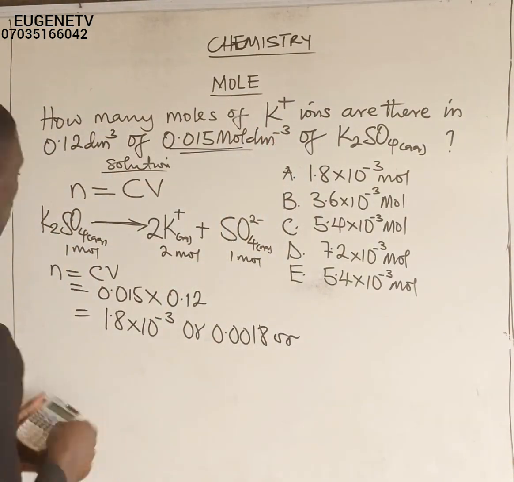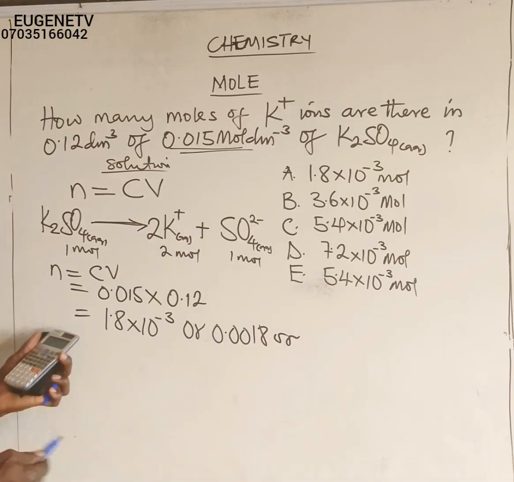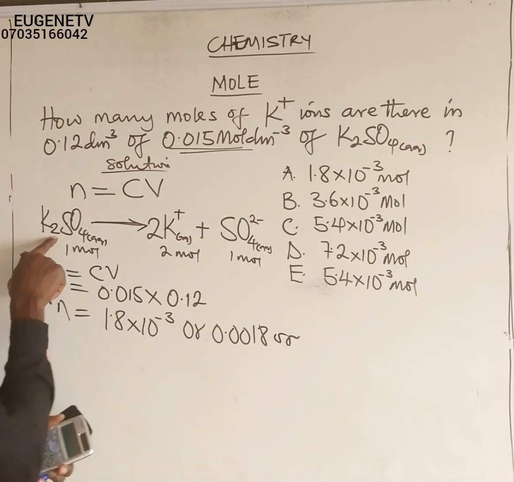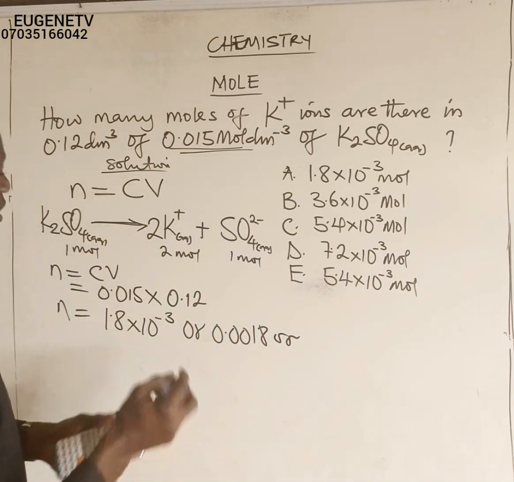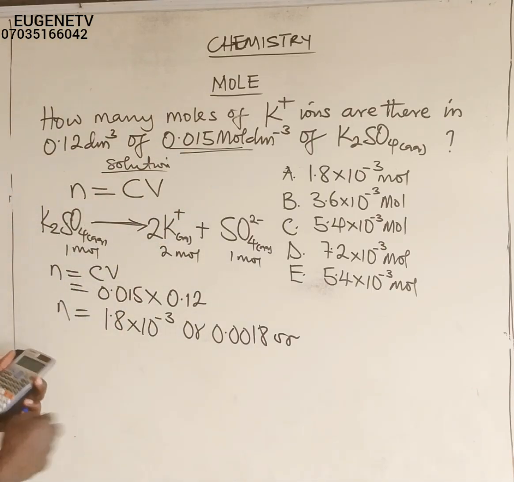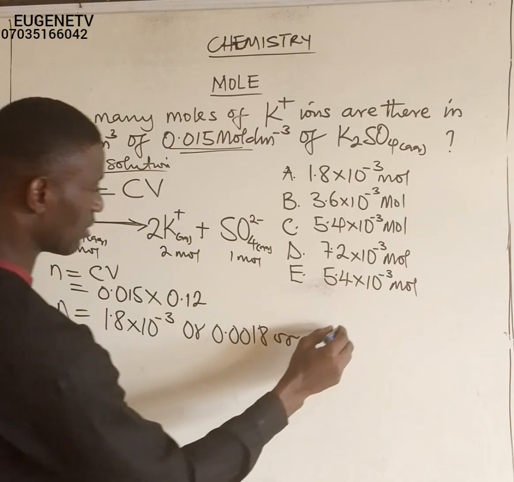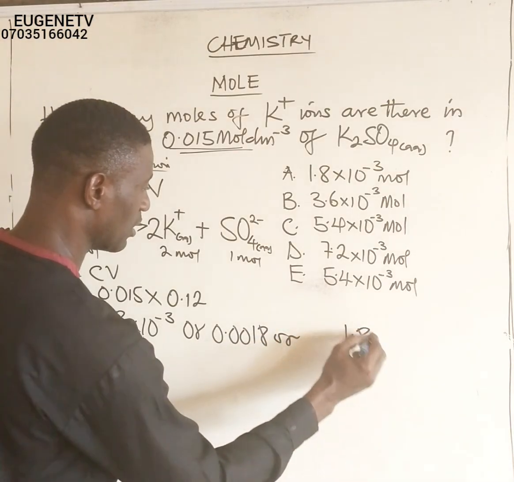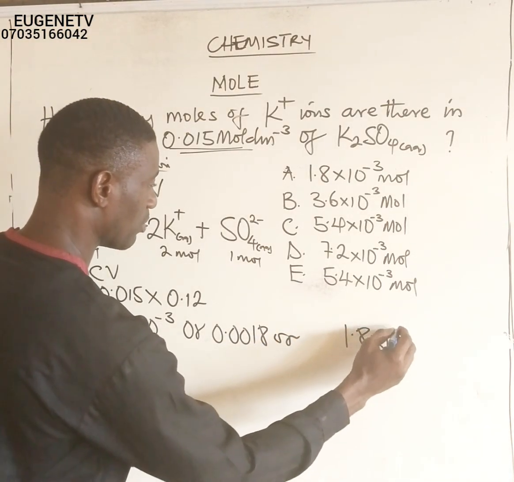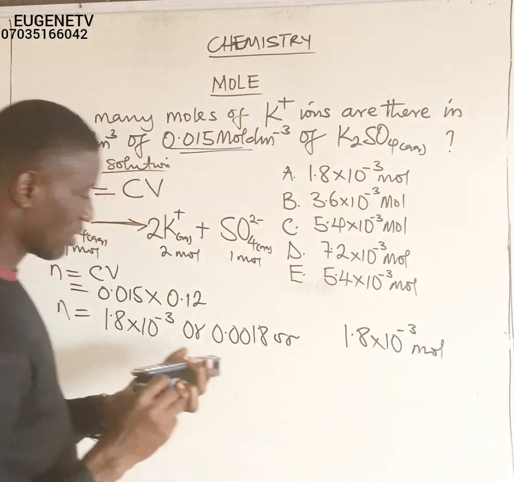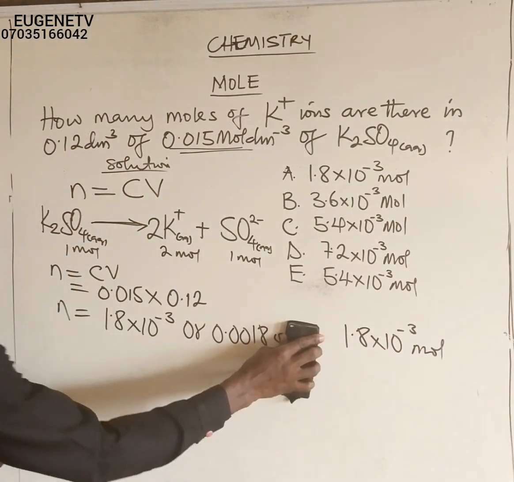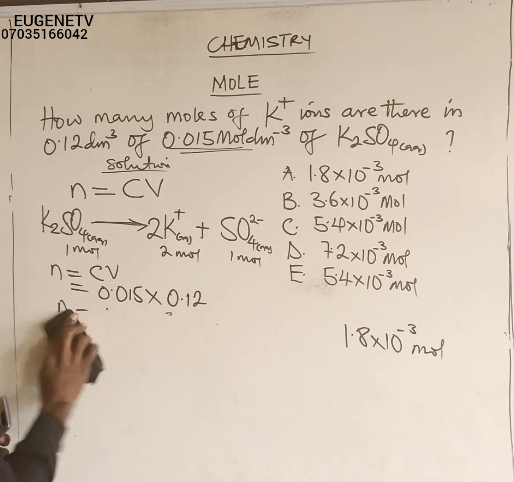Alright, so this is the number of mole. This is the number of mole of this salt that is present in this volume. Okay, this is the number of mole. So permit me, let me put it down here. That we say that is 1.8 times 10 raised to the power minus 3 mole. Okay, so let me erase this.